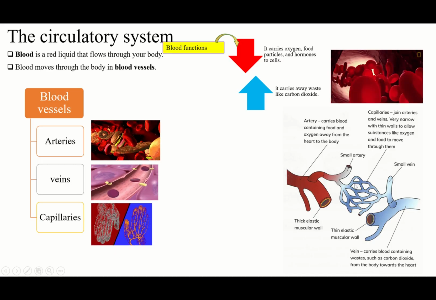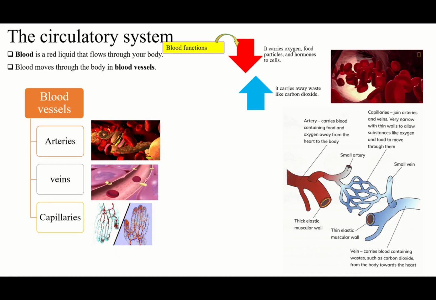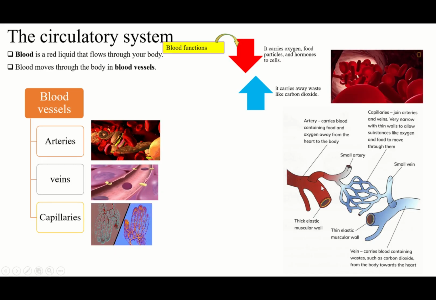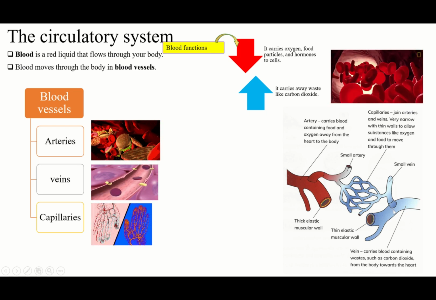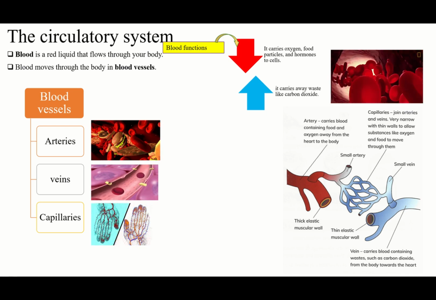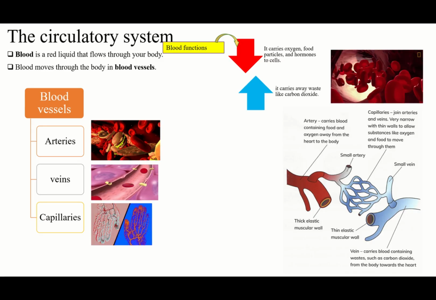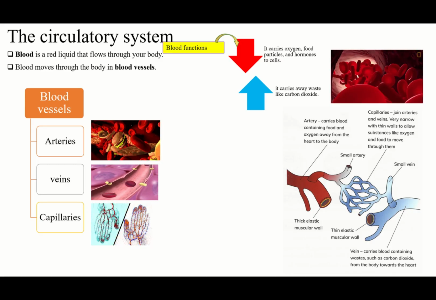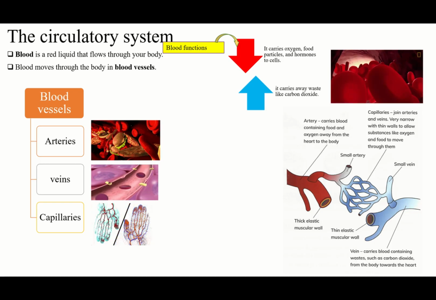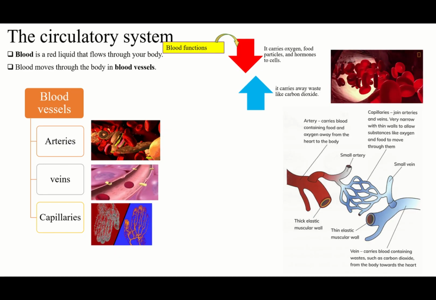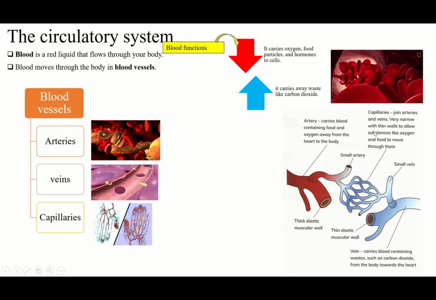Arteries carry blood away from the heart. It means the function of artery is carrying food and oxygen, which is inside the blood, from the heart to all the other organs. What about vein? It is completely opposite. It carries blood back to the heart. Arteries carry blood away from the heart. Veins carry blood back to the heart. It means completely opposite.